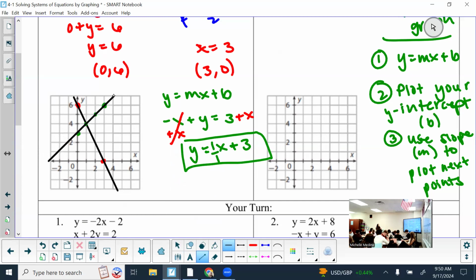Okay, so that's how you graph. The skill of graphing is not necessarily what I'm supposed to teach you. You should hopefully already know that. You just reviewed it, so maybe just know it moving forward. The skill is identifying your solution to the system as what?